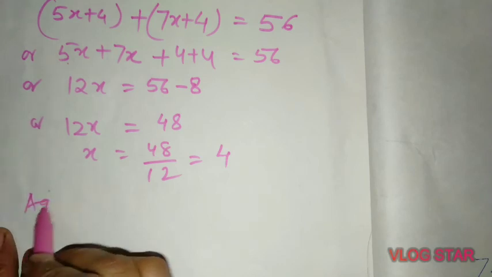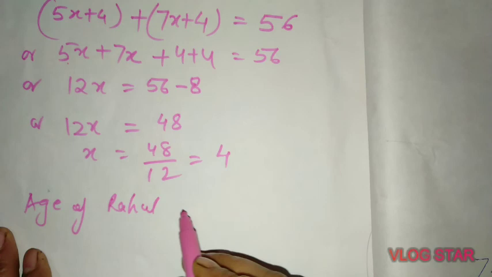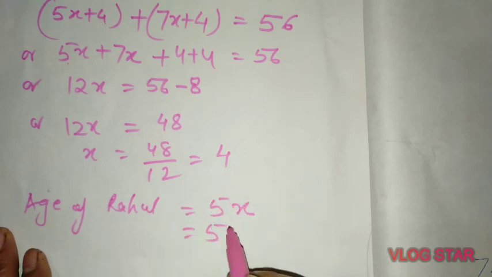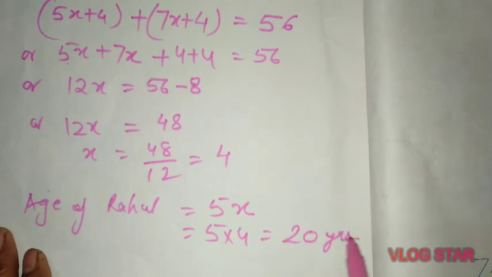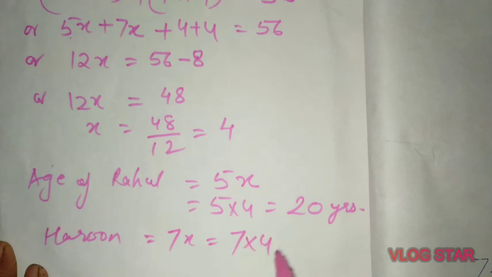Now the age of Rahul is 5x, that is 5 into 4, 20 years, and the age of Harun is 7x, that is 7 into 4, 28 years.